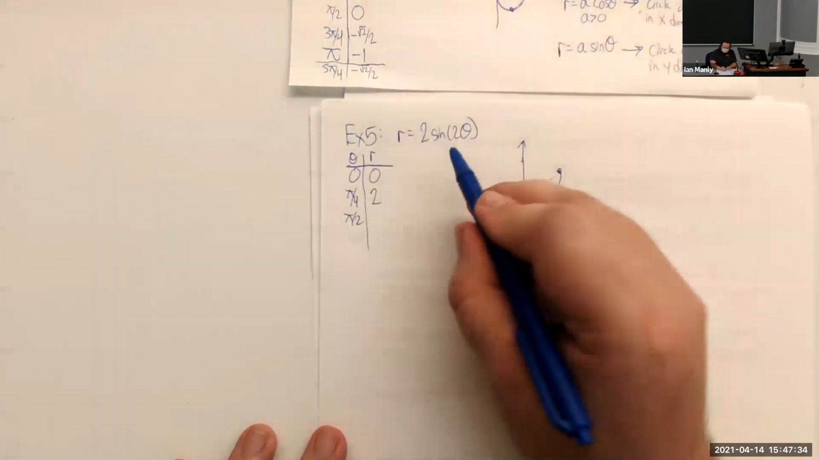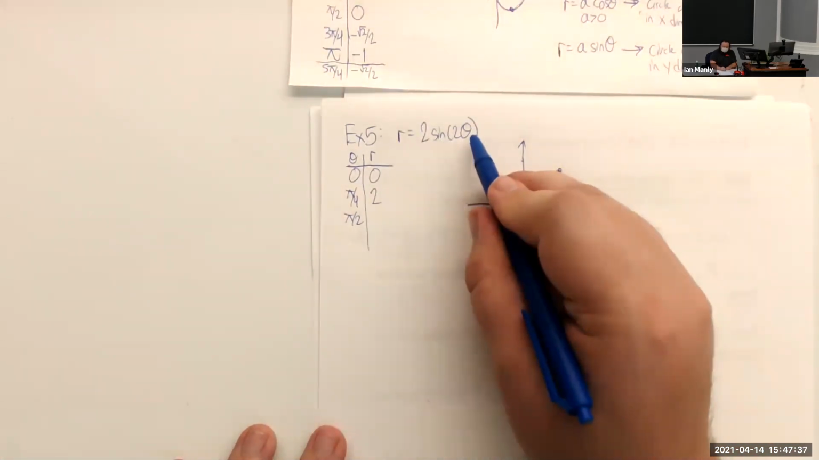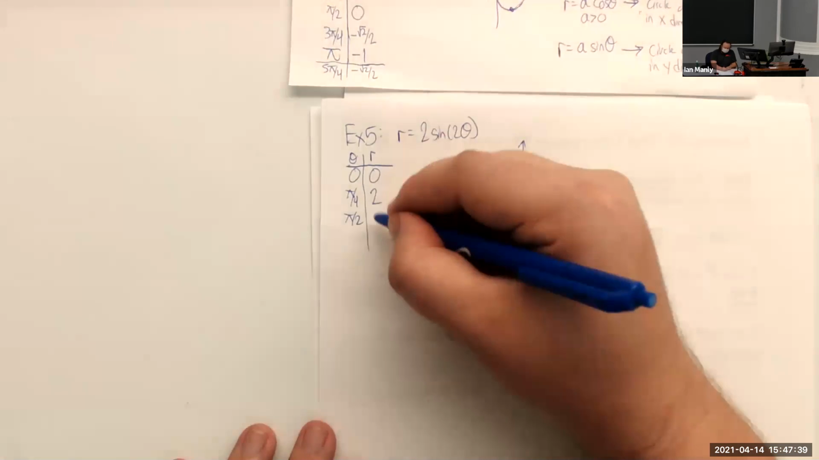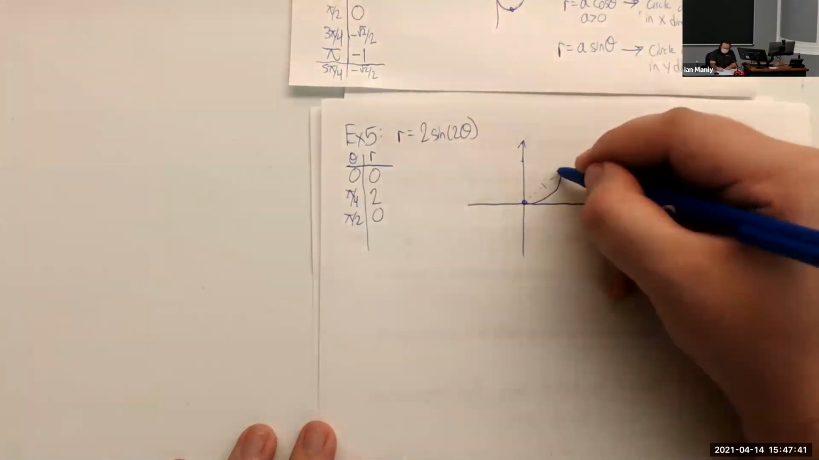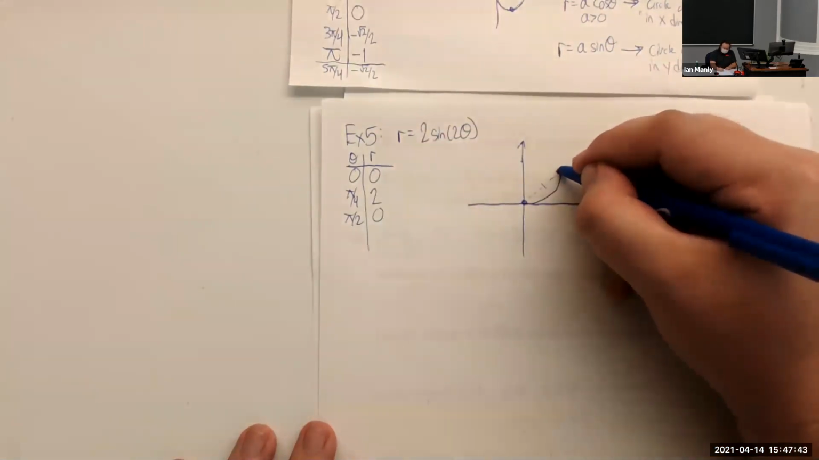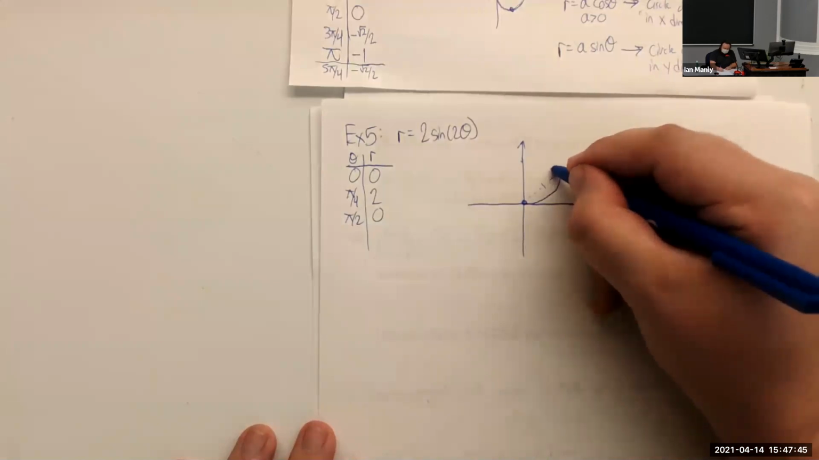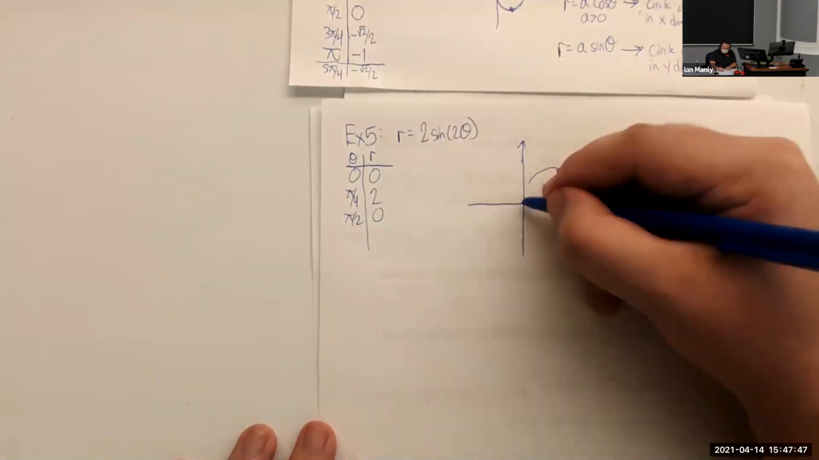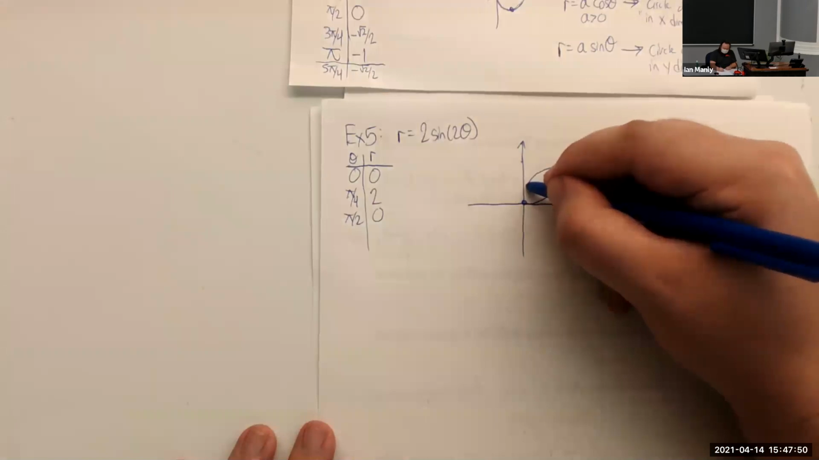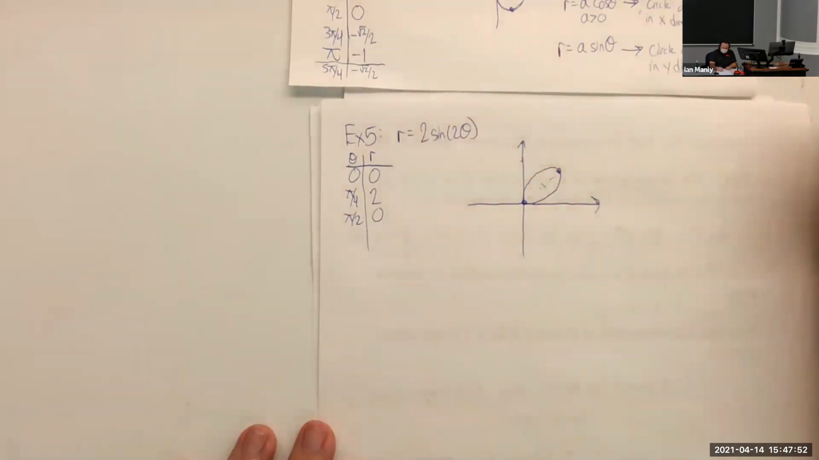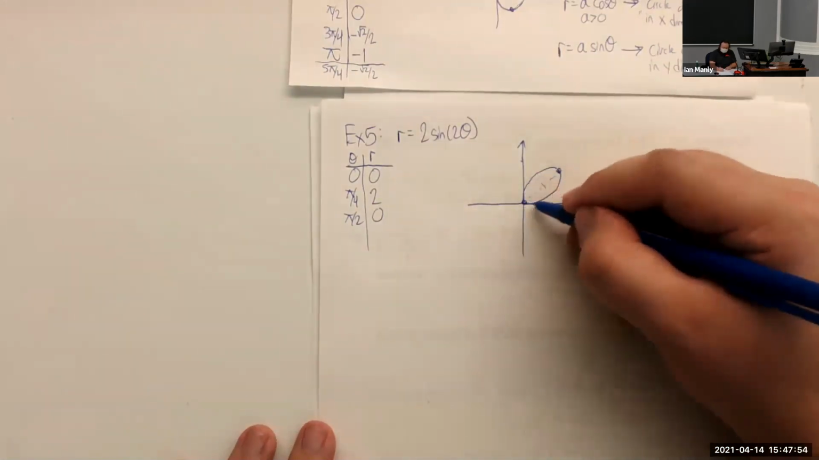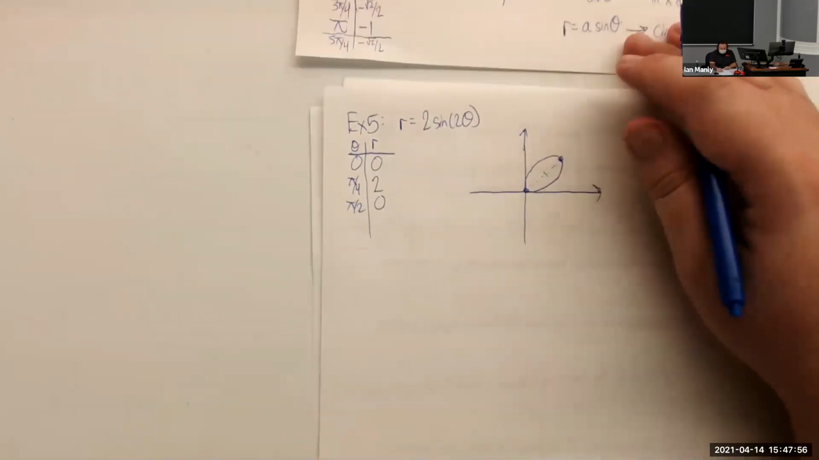And then with pi over 2, we have 2 times sine of pi. Now, sine of pi is 0. So interestingly enough, once we come out here to 2, we're immediately going to retreat back to the origin. And then by the time we get to the angle pi over 2, which is in the positive y direction here, we're going to be back here. So we've made this sort of oblong looking petal shape right here.